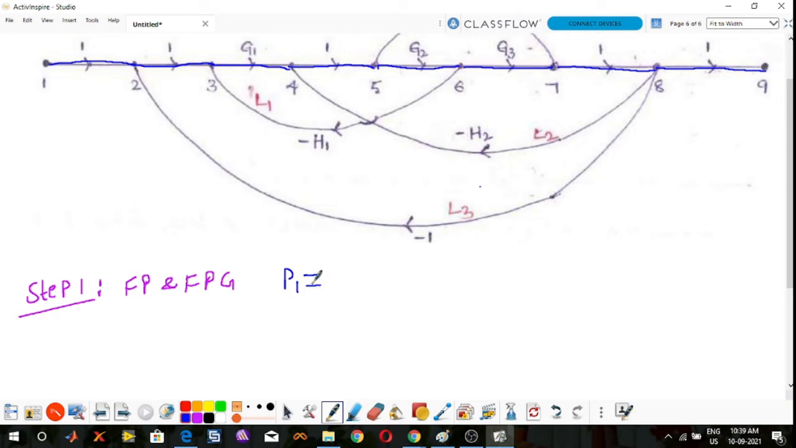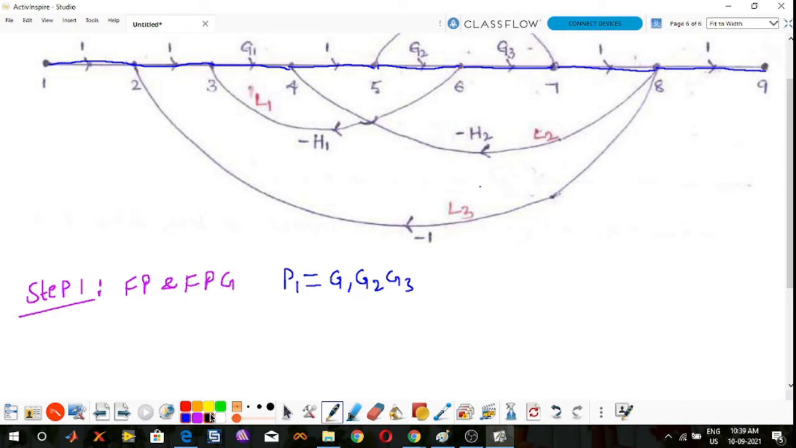So what is the forward path gain? Forward path gain is the product of the branch gains. So P1 is equal to 1 into G1 into G2 into G3 into 1 into 1. So P1, the first forward path gain, is equal to G1 into G2 into G3.